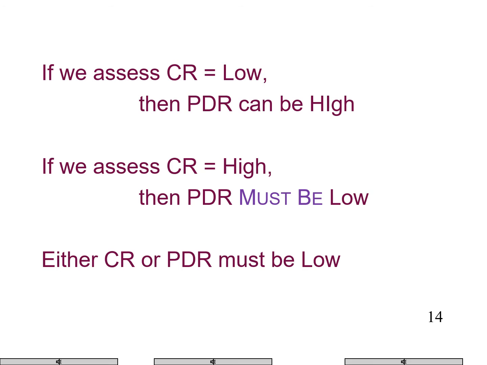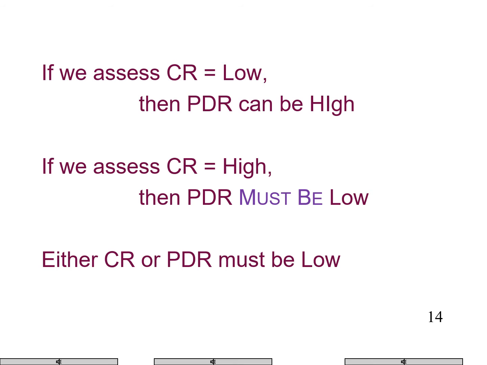If we assess control risk as low, then plan detection risk can be high, that inverse relationship. If we assess control risk as high, then plan detection risk must be low. Either control risk or plan detection risk must be low. One of them must be low in our world.